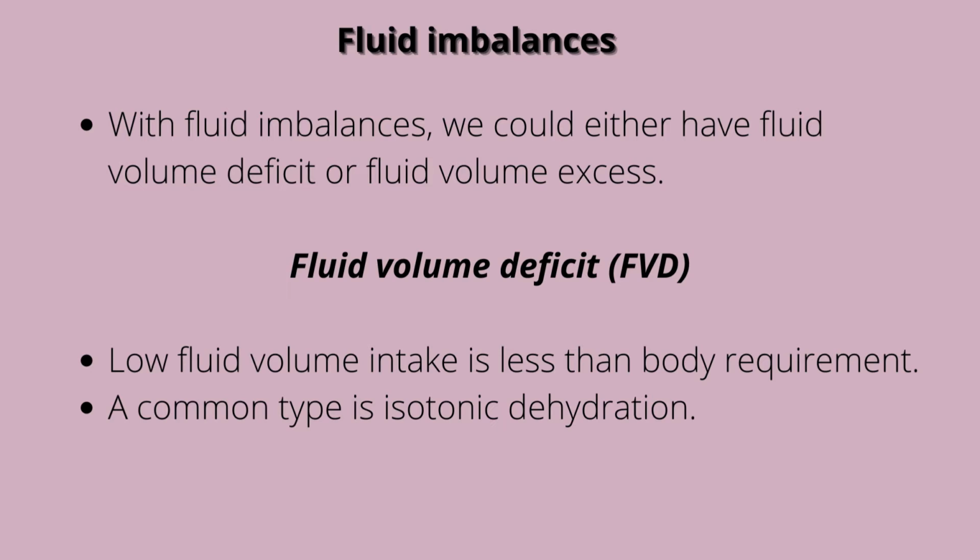When we talk about fluid imbalances, we are either talking about having too much fluid or too little fluid. With fluid imbalances, we could either have a fluid volume deficit, that means less, or a fluid volume excess, that means high. So let's talk about fluid deficit. Fluid volume deficit, FVD. Low fluid volume intake, less than body requirement, is a common type in isotonic dehydration. When we talk about isotonic, we'll talk about the various types of IV fluids: isotonic, hypotonic, hypertonic.